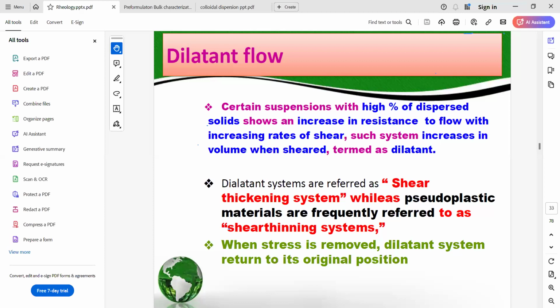Okay, now we will move towards the last portion of today's lecture, which is colloidal dispersion. And for that, I will just share my screen again.